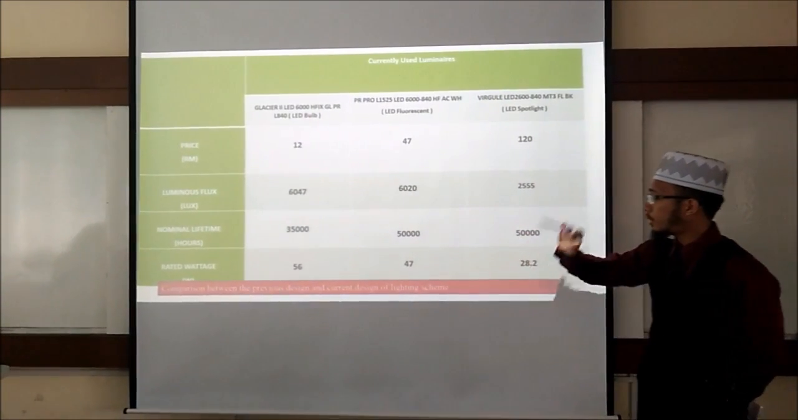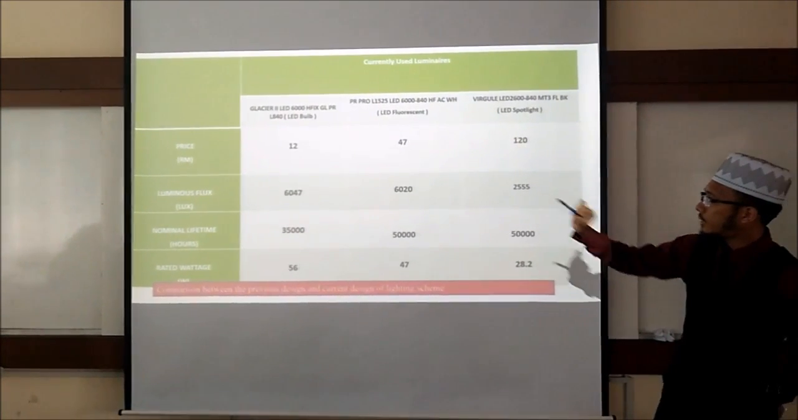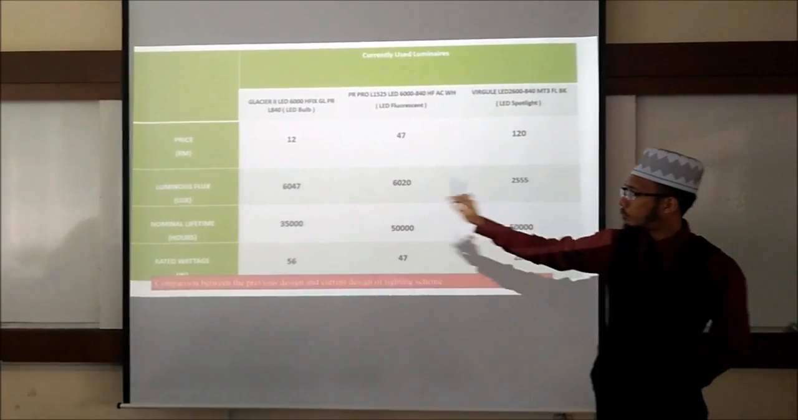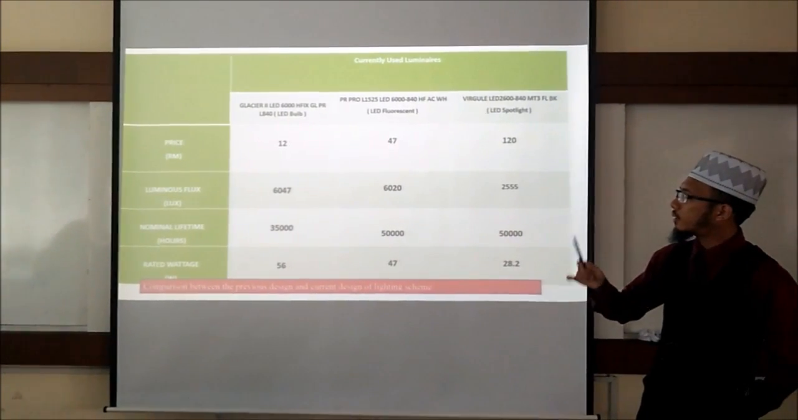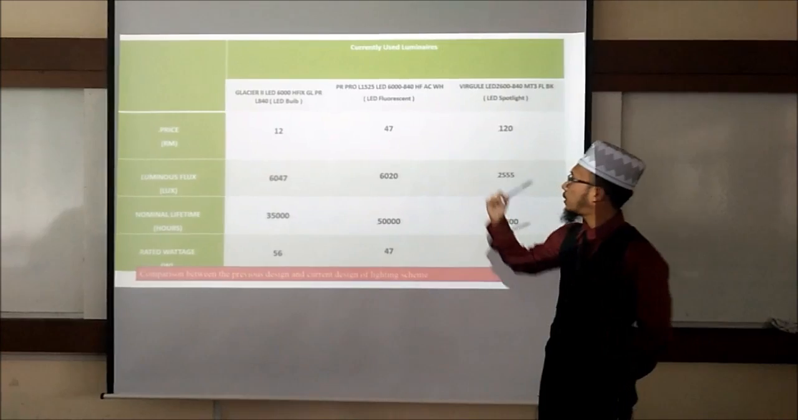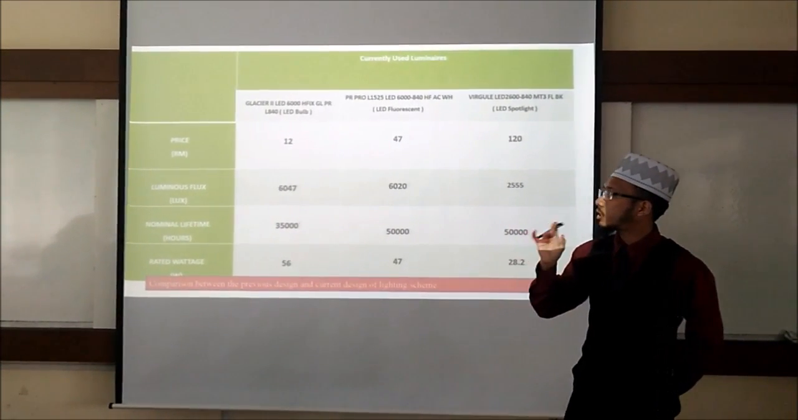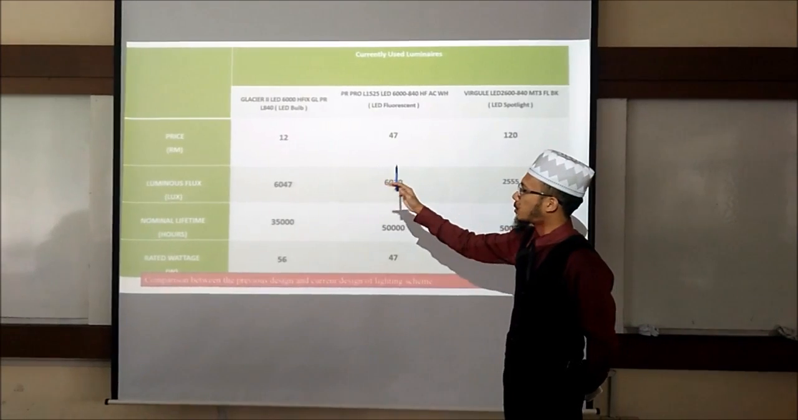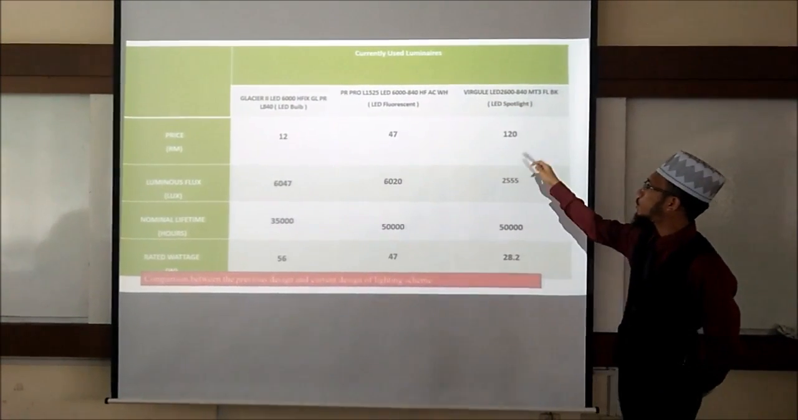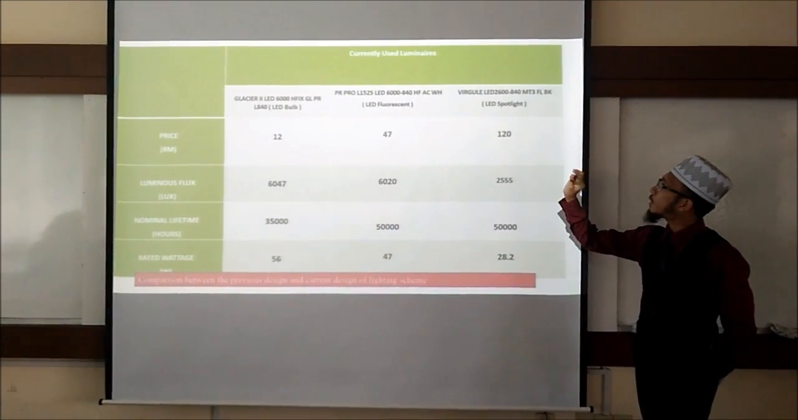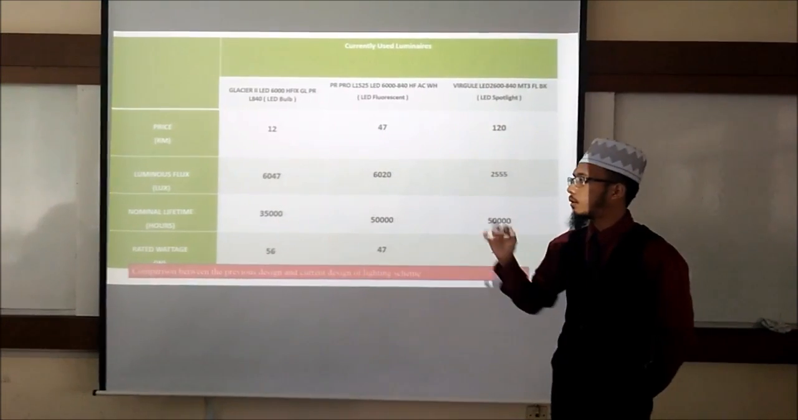Next one. Okay, this is our comparison between our lighting schemes. As you can see, as I said before, about its luminous flux and its voltage. In terms of the price, as we can see, the LED bulb is quite cheap because it costs only around 12 ringgit, and the highest price is, of course, the spotlight LED, which is 120 ringgit.